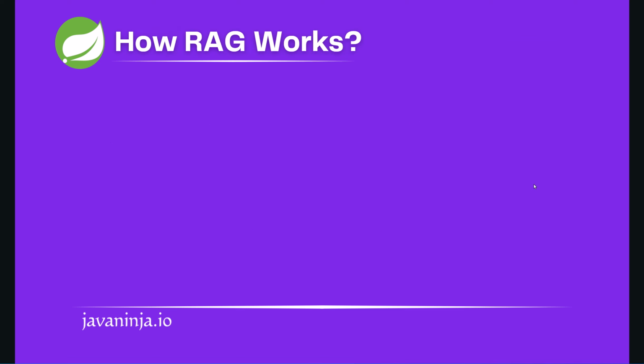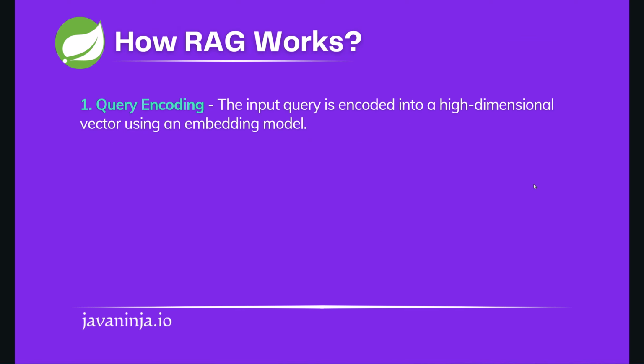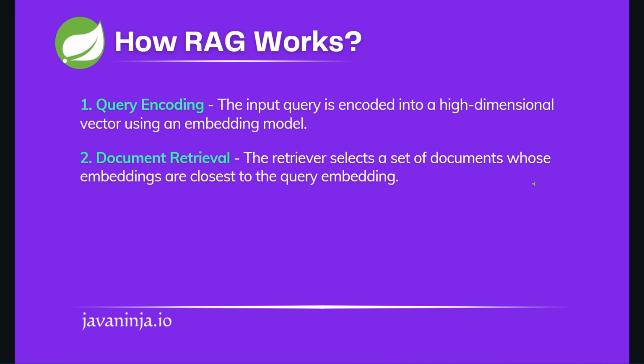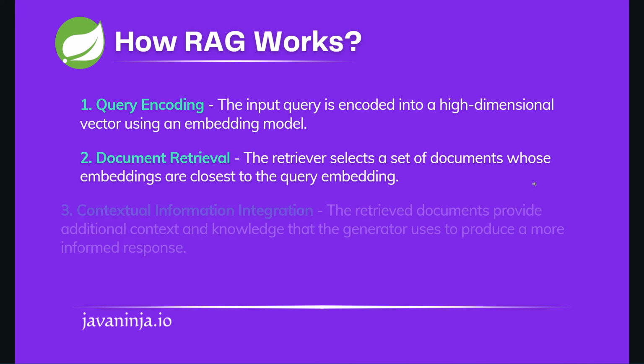Let's see how RAG works. The first process is query encoding. The input query is encoded into a high-dimensional vector using an embedding model. Document retrieval. The query vector is used to search a pre-built index of document embeddings. The retriever selects a set of documents whose embeddings are closest to the query embedding.